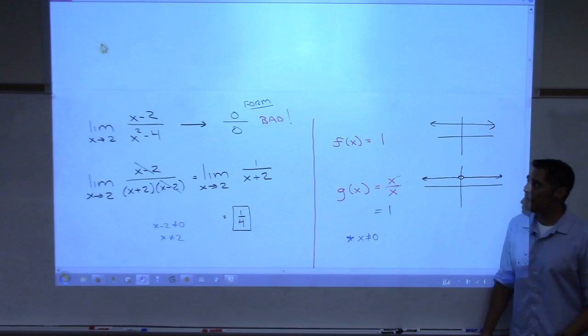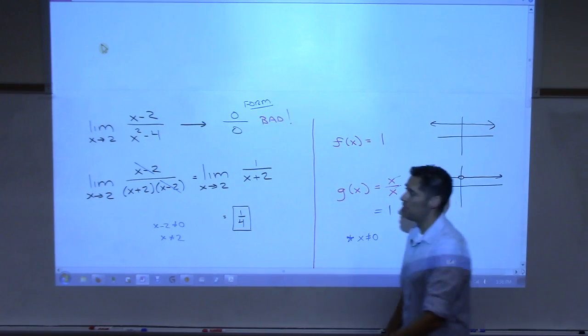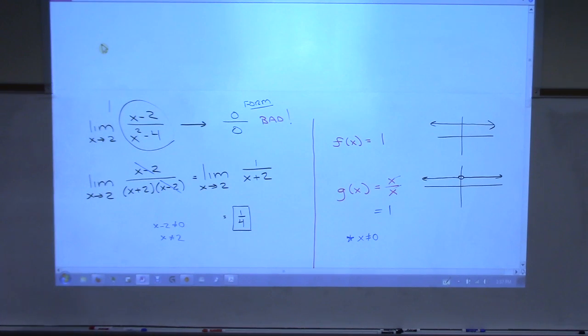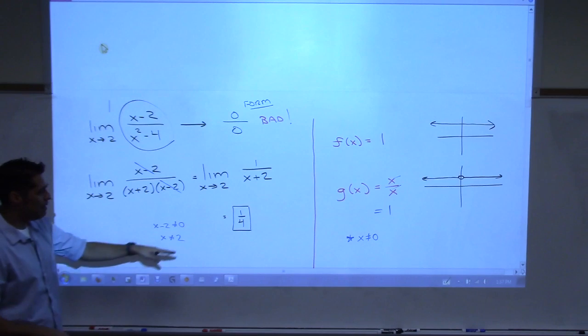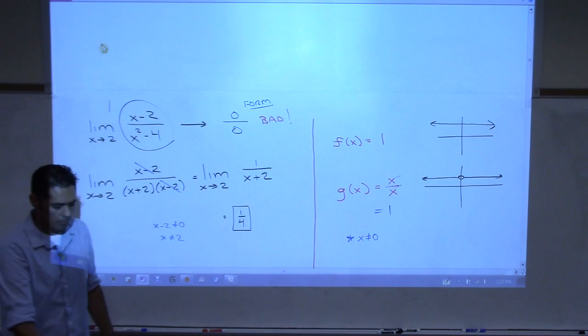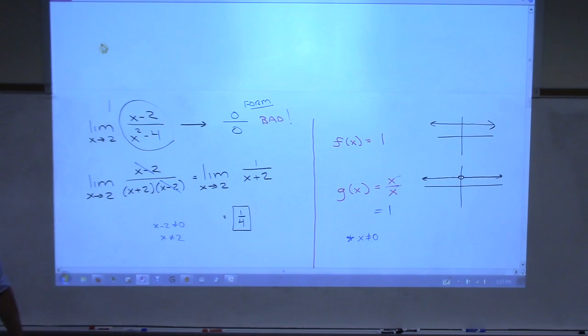So if I were to graph this as a function right now, if I were to pull up my graphing utility and graph it, I can promise you that as I approach 2 from the left and from the right, the y value should be approaching 1/4. And I did that all without looking at the picture, right? Anyone have a question?